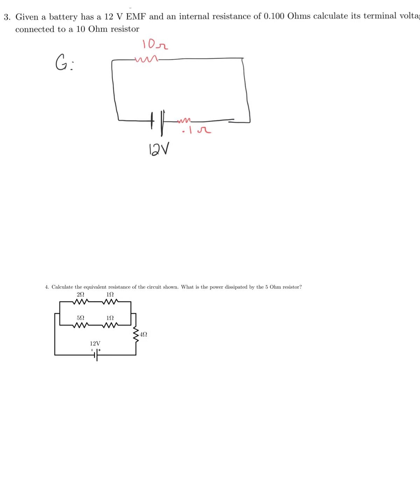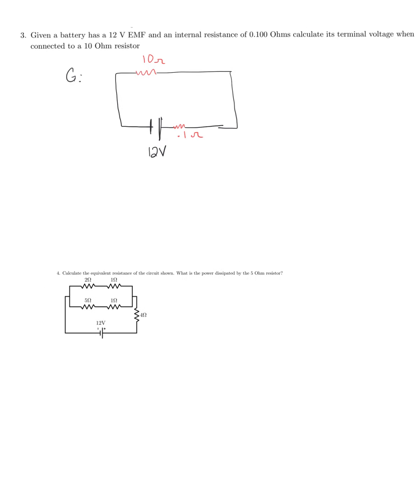And then it's saying, given a battery has a 12 volt EMF, so we know that, we wrote that down, internal resistance of 0.1 ohms, calculate terminal voltage. So let's look at what else we don't know. We don't know terminal voltage, but we also don't know our current, right? We don't know our equivalent resistance. And I think that's all that we don't know, but let's see.